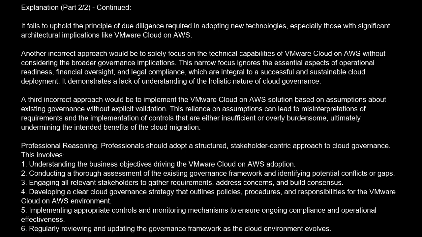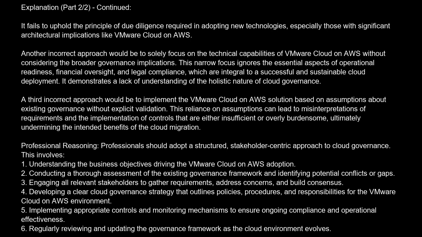A third incorrect approach would be to implement the VMware Cloud on AWS solution based on assumptions about existing governance without explicit validation. This reliance on assumptions can lead to misinterpretations of requirements and the implementation of controls that are either insufficient or overly burdensome, ultimately undermining the intended benefits of the cloud migration.